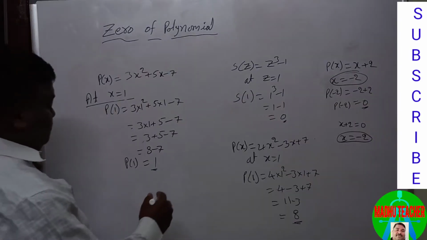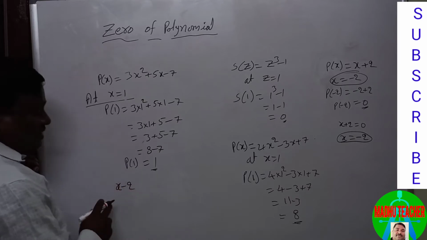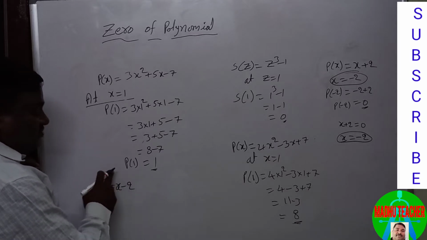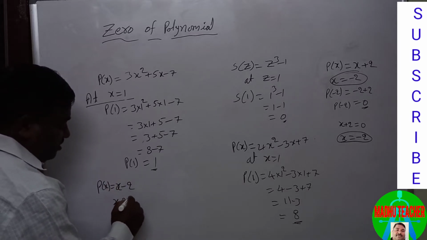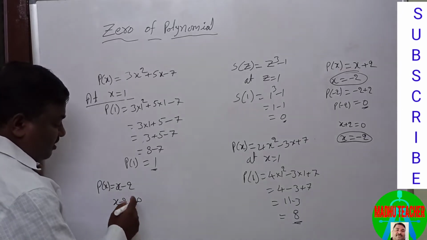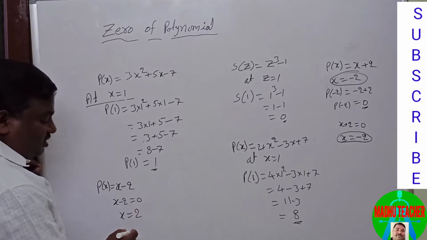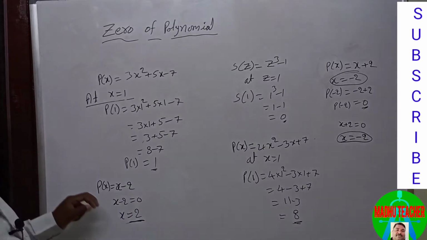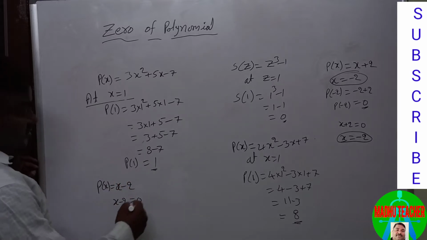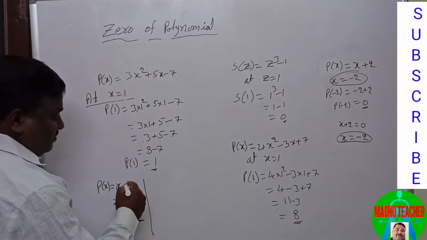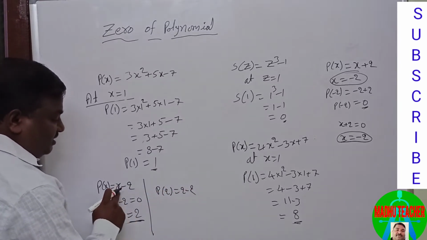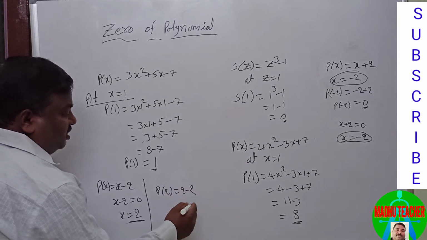Okay, let us take suppose x minus 2. What is the zero of the polynomial? Suppose p of x equal x minus 2. What is the zero of this polynomial? First of all, you have to take equal to 0. Then solve the equation. Minus 2 transposed to the right side will become plus 2. x equal to 2. This 2 is the zero of this polynomial. So let us verify. p of 2 equal to 2 minus 2. Replacing x with 2. 2 minus 2 is 0.